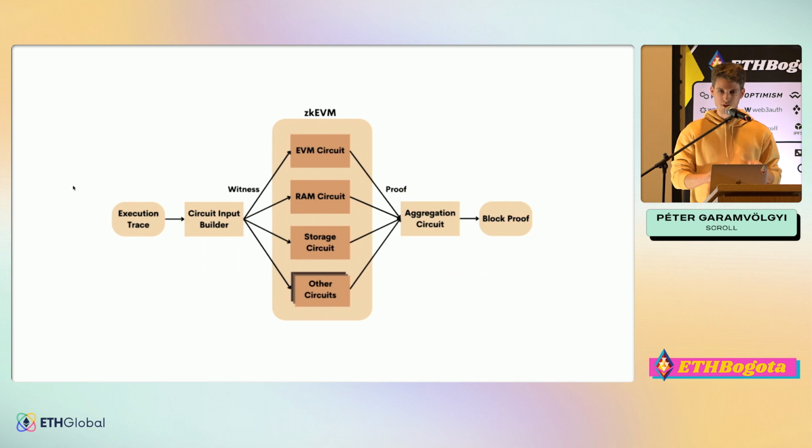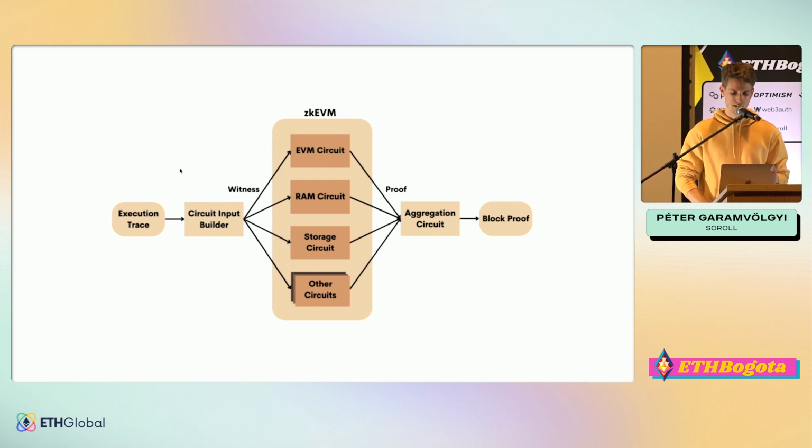And if we zoom into the roller itself, what is the workflow of the roller? The input for the roller is the execution trace. So for the block, you could imagine that we generate all kinds of information about the execution of the block. That includes all the opcodes that were executed, all the storage entries that were updated, all kinds of information. And that is the input for the circuits.